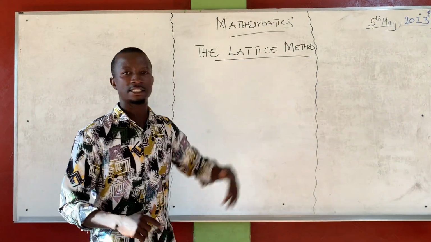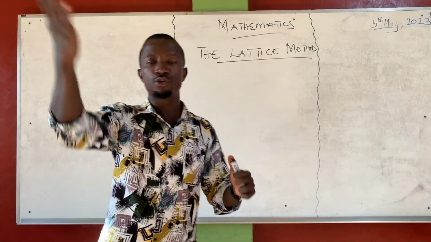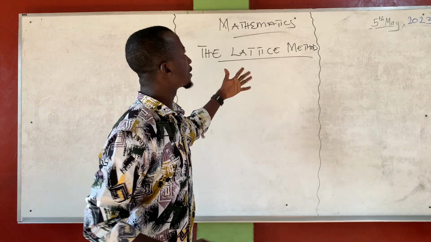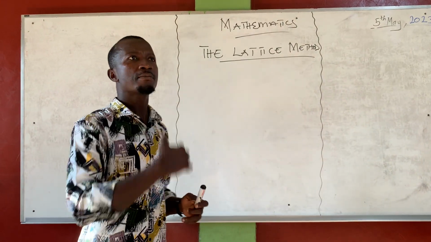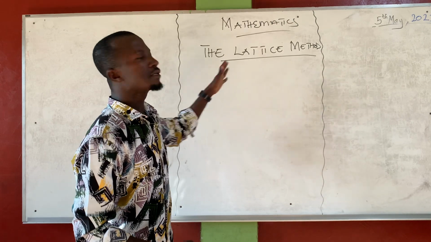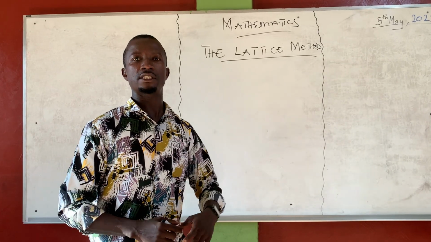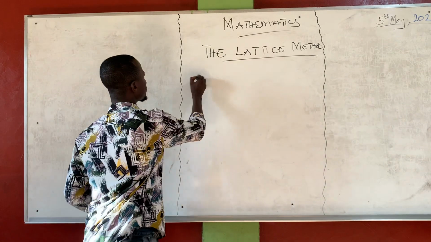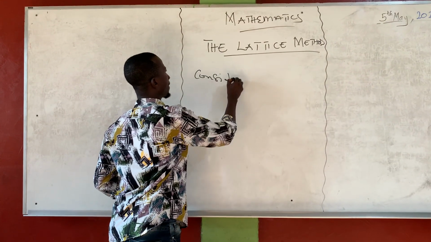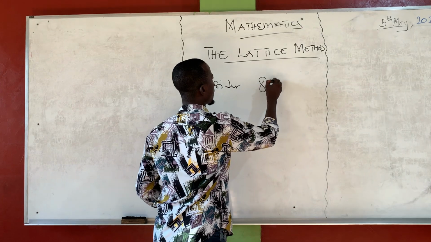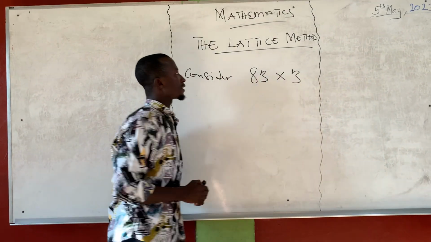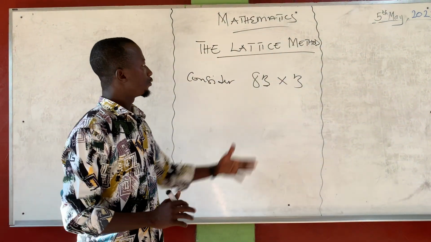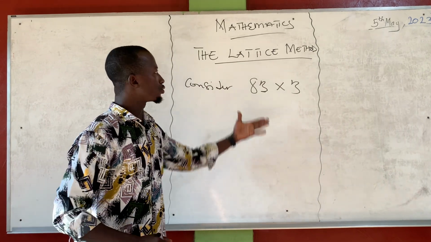Lattice is the name of someone, just like you have your name. He came out with multiplication using boxes to come out with the concept of multiplication. So let us consider this statement: 83 times 3. We are going to use the lattice method to solve this one.